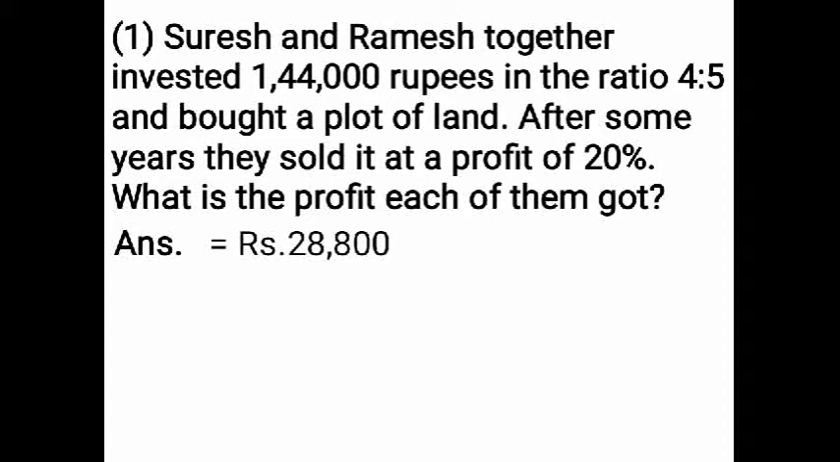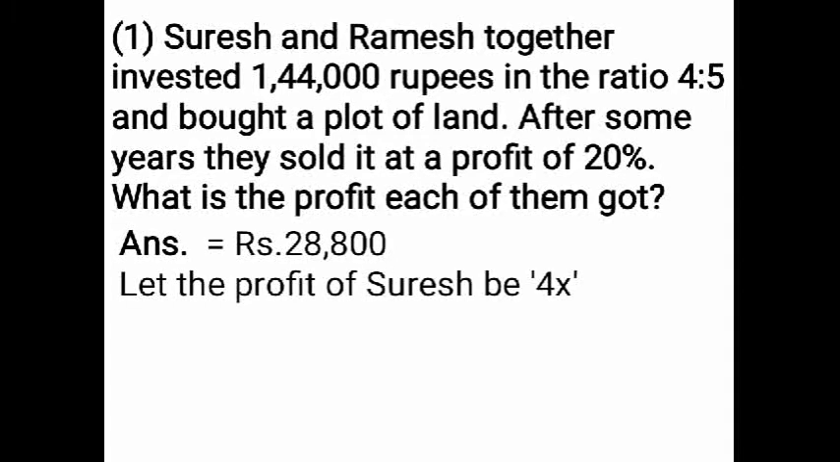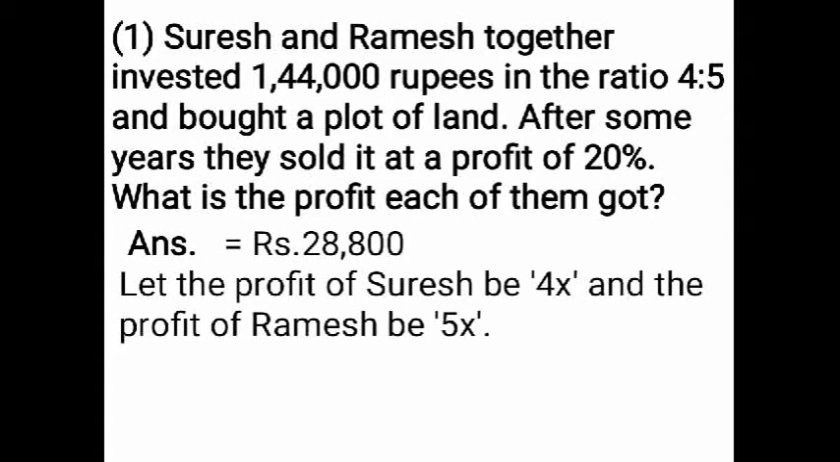The given ratio is 4:5. You have to take the variable x with this given ratio and consider one for Suresh's profit and the other for Ramesh's profit. The statement you have to write: let the profit of Suresh be 4x and the profit of Ramesh be 5x. Now you have to find the total profit: 4x plus 5x. Profit in amount is rupees 28,800. This is the total profit in amount.